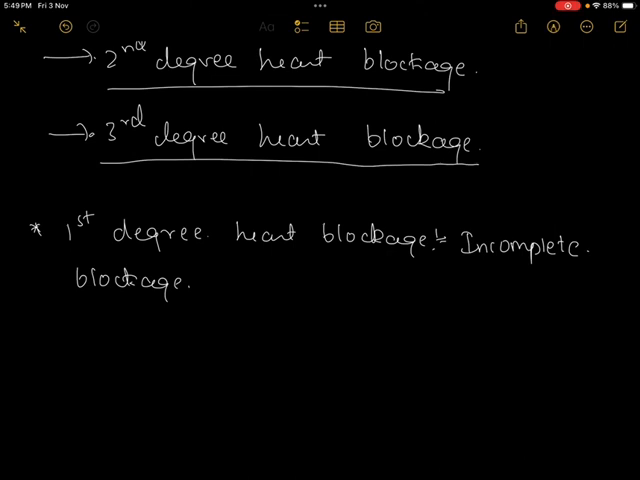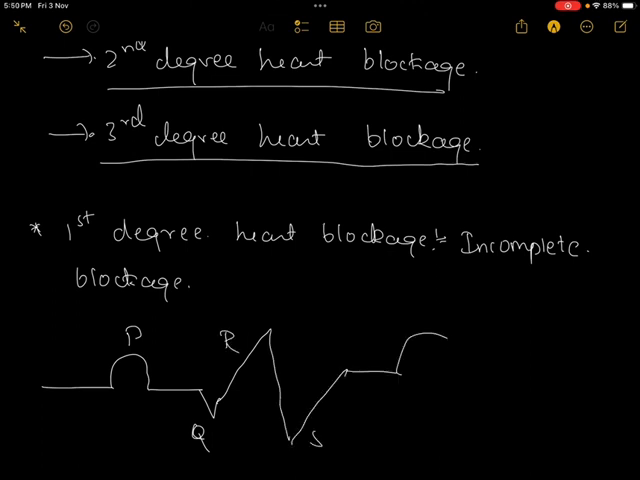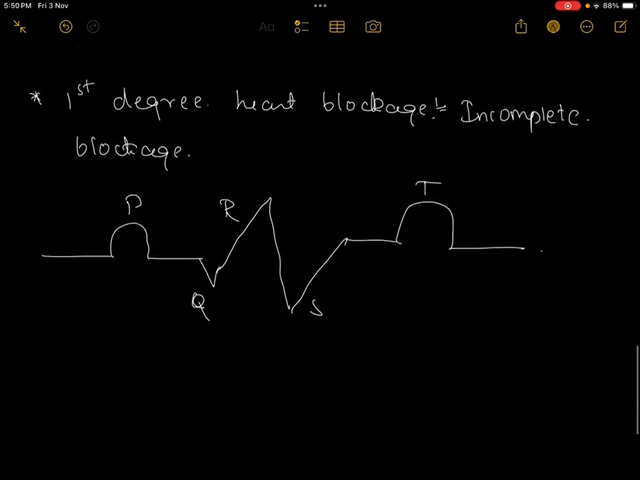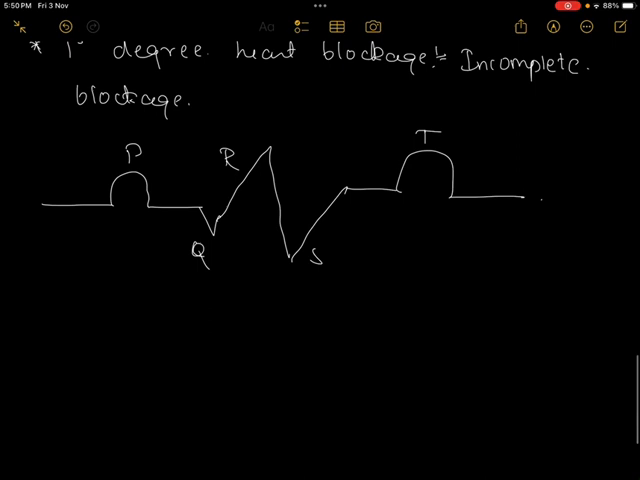So consider we have got an ECG report, a normal ECG report like this. This is the P wave, this is the Q wave, this is the R wave, this is the S wave, and this is the T wave. So this is the normal ECG report of a healthy person.